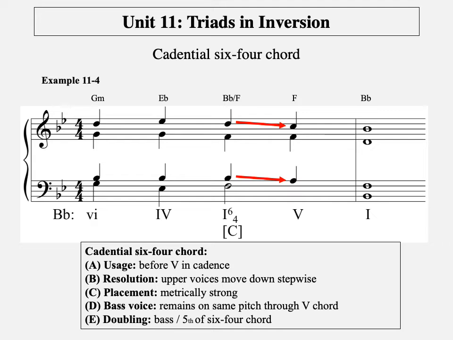So in summary, cadential 6/4 chords are second inversion 1/6/4 chords that come before a 5 chord in a cadence. An authentic cadence, a half cadence, or a deceptive cadence. Two upper voices tend to move down by step to notes in the 5 chord. The chord happens on a metrically strong place in the measure. The bass note stays on the same pitch for the 1/6/4 chord and the 5 chord.